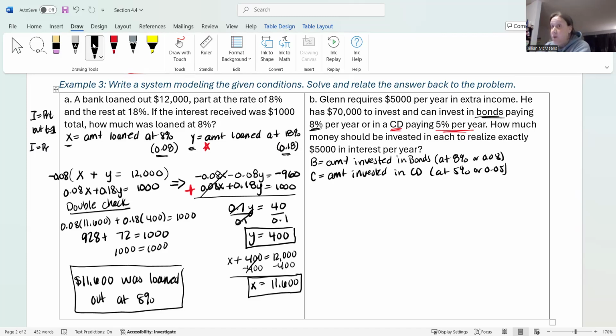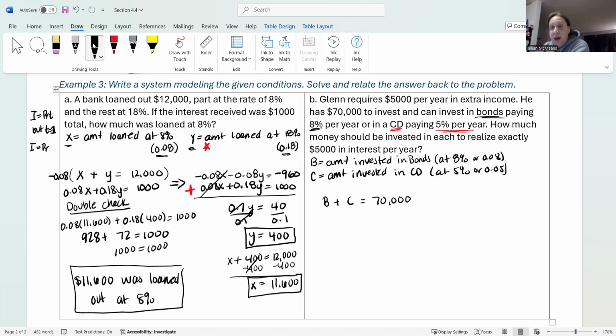We now need to build our two equations. So let's talk about the first equation. The first equation needs to address how much money is being invested. Okay, so if we take the amount that Glenn decides to put in bonds, add it to the amount he decides to put in the CD, we'll have $70,000 total. So we just want to take B plus C equals $70,000.